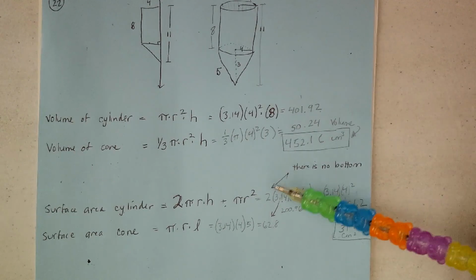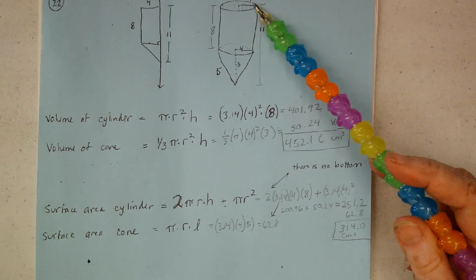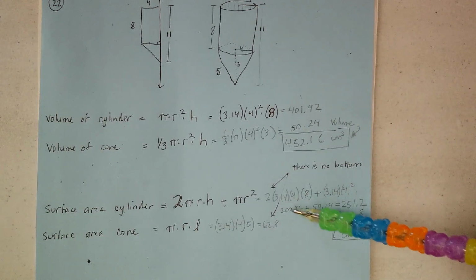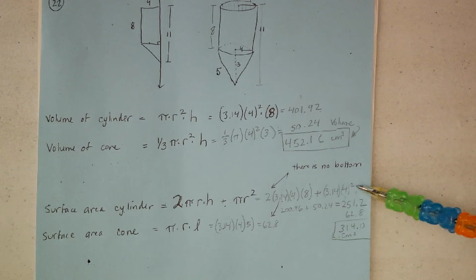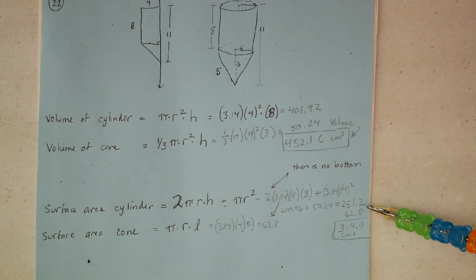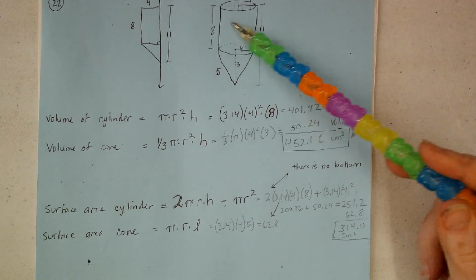Then I'm going to add that to the very top, which is pi r squared, and I put that in my calculator. I got 200.96. Put that in my calculator, I got 50.24. Added them together, I got 251.2. But that's just for the cylinder part of my figure.